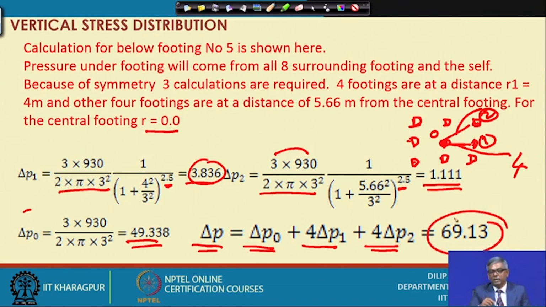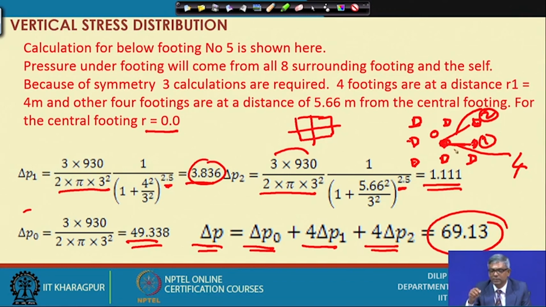Another thing is that sometimes the middle footing, which is 1.8 by 1.8, if you feel, you can divide into 4 parts, then you will get better results obviously. Otherwise approximately this is the result you are going to get. So, that means for 9 footings loaded you are getting the foot pressure below this.